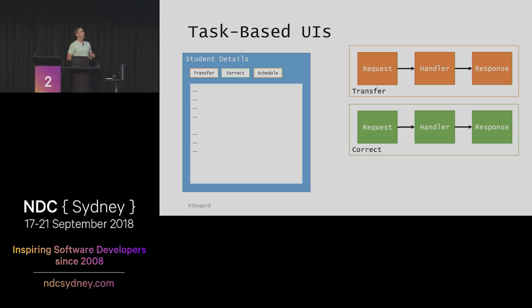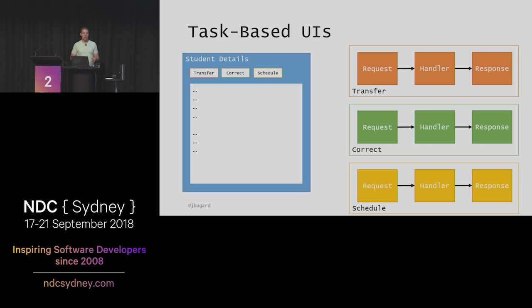So I have transferring a student, I have correcting a student, and I have the scheduling of the student, and each of those requests is going to be distinct from each other. Each of those responses is going to be distinct from each other. And naturally, of course, the actual handling logic to do whatever is necessary to perform those operations, I'm going to keep completely separate from each other as well.